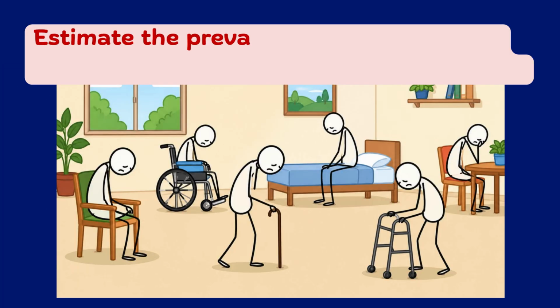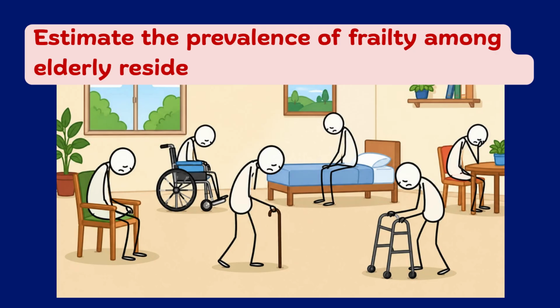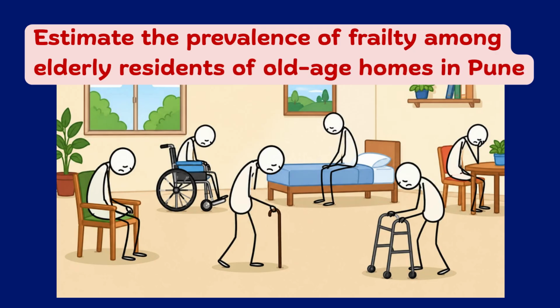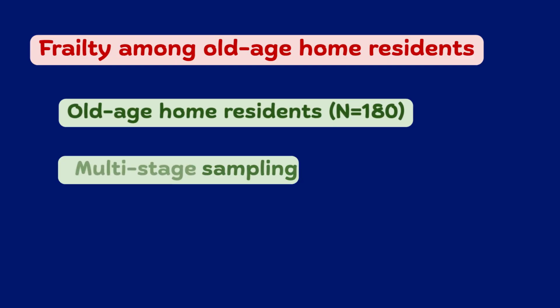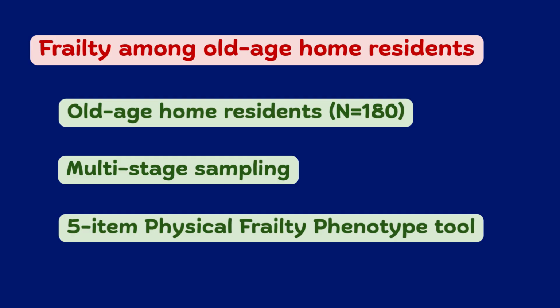Finally, consider another study in which a group of researchers wanted to estimate the prevalence of frailty among elderly residents of old age homes in Pune. They recruited 180 elderly residents using a multi-stage sampling method. After obtaining demographic and clinical information, they administered the 5-item physical frailty phenotype tool to the recruited participants.